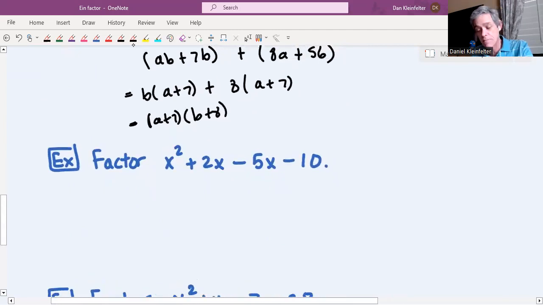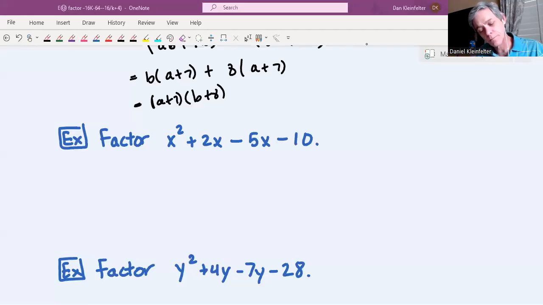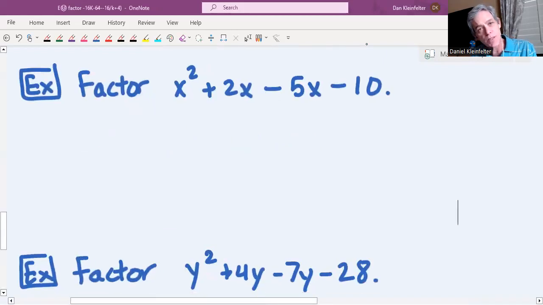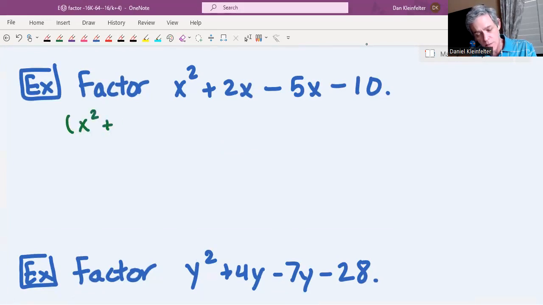Take a minute, once again, pause the video, try this one yourself, and then restart the video and see how you did. All right, let's take a look at this: x squared plus 2x minus 5x minus 10. So for the first two terms, we have x squared plus 2x. Then for the second two terms, I'll go ahead and write that as plus negative 5x minus 10.